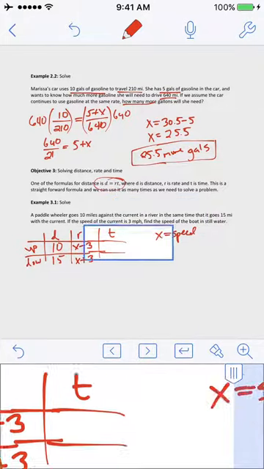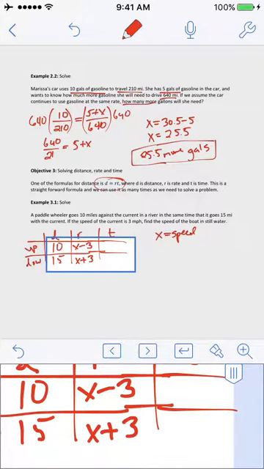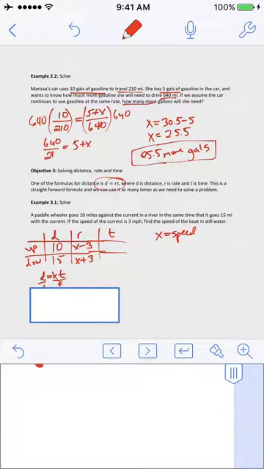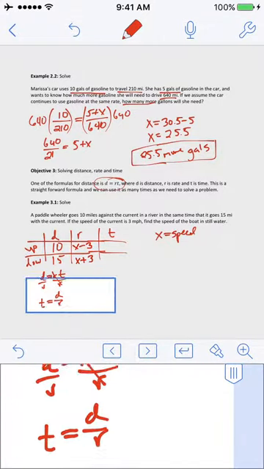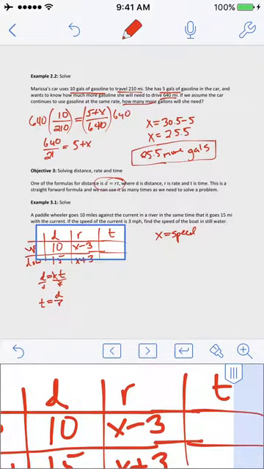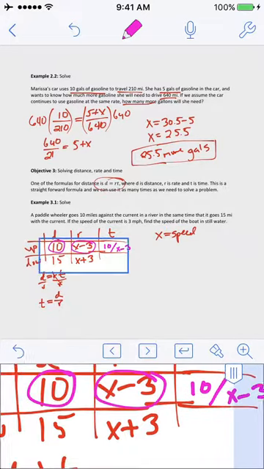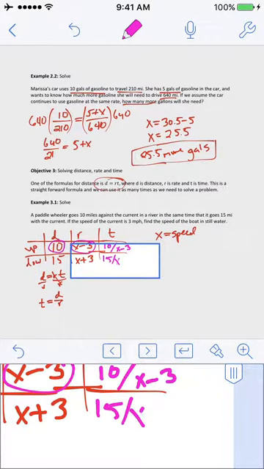time, right? So what I can do is rewrite this using my formula. I know that distance is equal to rate times time, right? Let's solve that for time real fast, get time by itself. We get t is equal to d over r, right? T is equal to d over r. So in other words, time going upstream is d over r. In other words, upstream would be 10 over x minus 3. Same thing over here, 15 over x plus 3. That's his time going down.